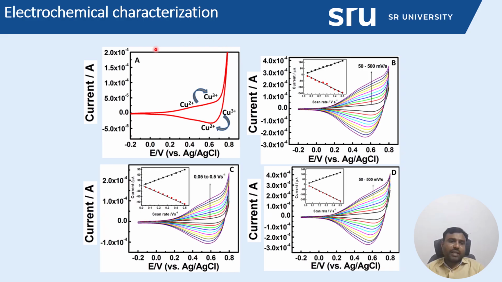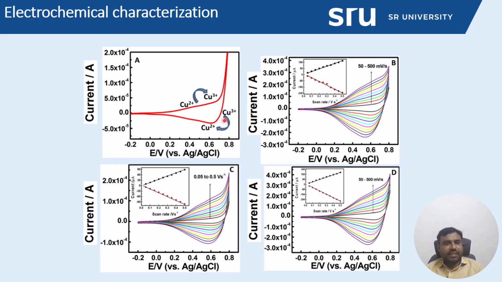For example, here A is for the copper sulfide derived from the particle network-like structure from the water ethanol mixture. See here the broad peak in the oxidation potential from 0.2 volt to 0.6 volt. We can see a very broad peak potential. Similarly, in the reverse scan, we can see the broad potential from 0.7 to 0.4 volt. This is called oxidation and this is called reduction. In oxidation, copper 2 plus is converted into copper 3 plus. Similarly, in the reduction reaction, copper 3 plus is reduced into copper 2 plus.